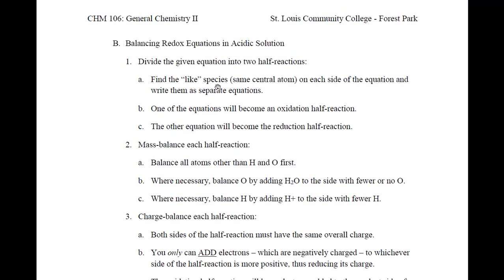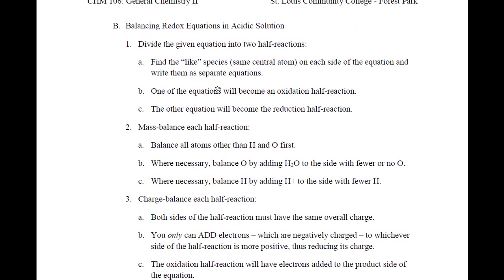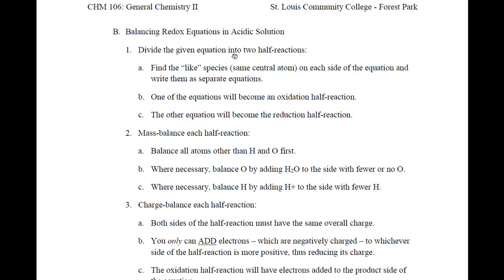These are the steps that we go through here that you can read. You're going to divide the given equation into two half reactions, find the like species, the same central atom on each side of the equation, and write them as a separate equation. Then one of the equations will be an oxidation half reaction, the other will be a reduction half reaction, because those are complementary. There must be one of each in order for this to be a redox equation.